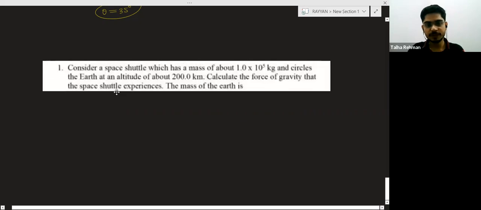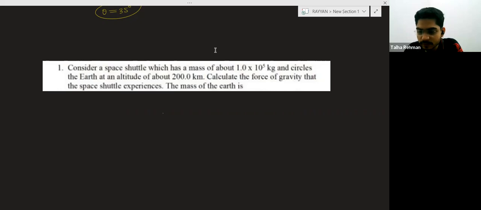So today we will talk about Newton's law of gravitation. Do you know what Newton's law of gravitation is? Yes, we did the law of gravitation.